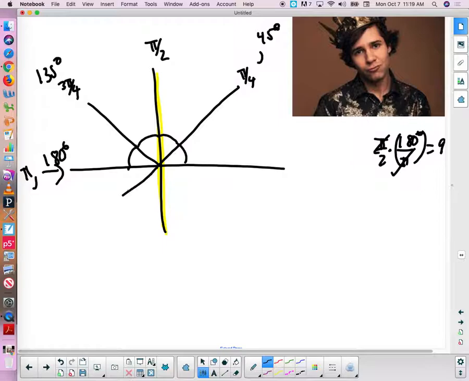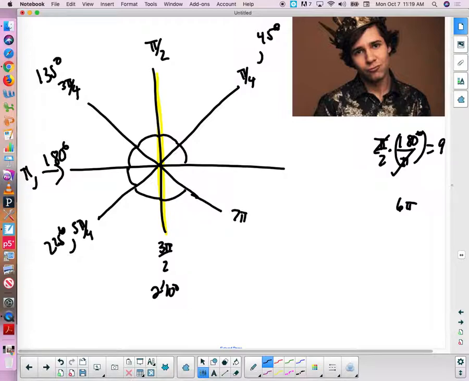Good. 5 pi over 4 is 225. 6 pi over 4. What is 6 pi? Well, we had already verified that, right? What am I on? I think I'm on 7 pi over 4. 7 pi over 4s. Did y'all see how I went 1, 2, 3, 4, 5, 6, 7 pi over 4s? That's why radians are so cool. I'm just counting by 45 degrees.